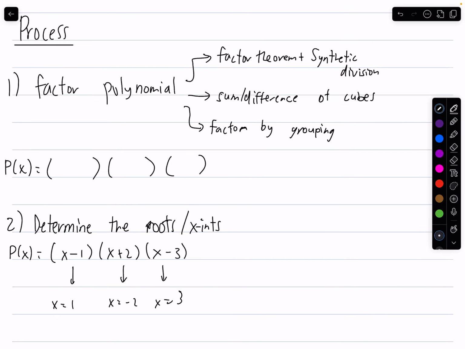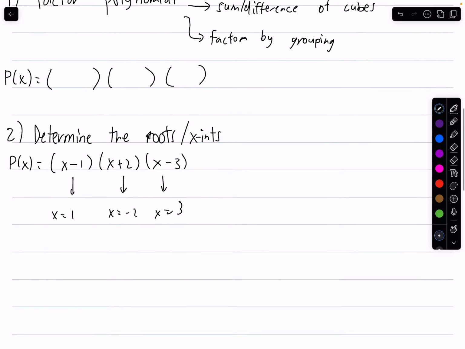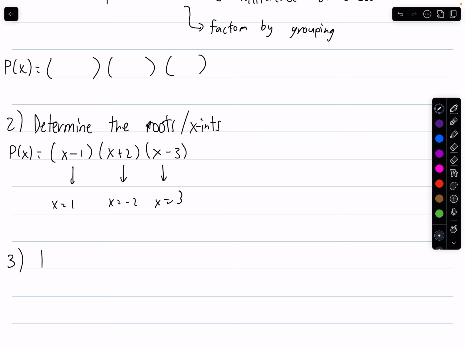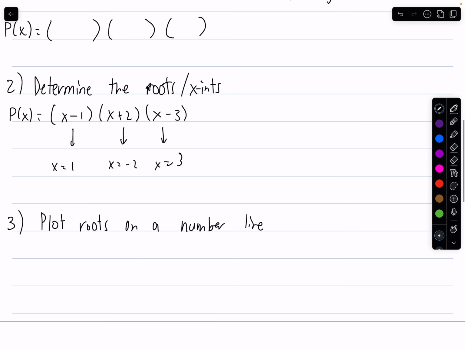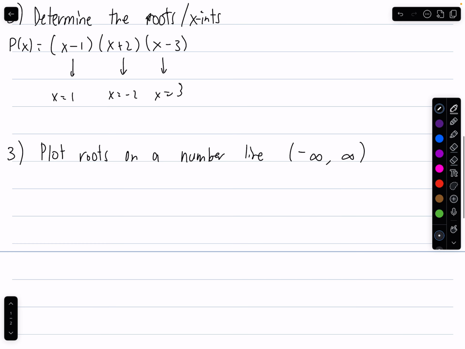So step 1, factor the polynomial. Step 2, determine the roots. Step 3, plot the roots on a number line. The number line is going to go from negative infinity to positive infinity. So using the example we went through just now, let's say we have negative infinity, we have positive infinity, and we're going to plot the roots. So negative 2, 1, and 3.